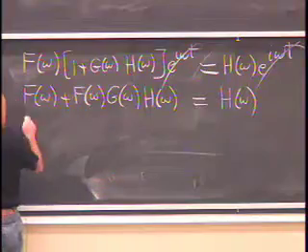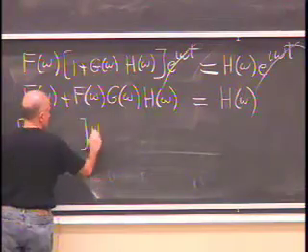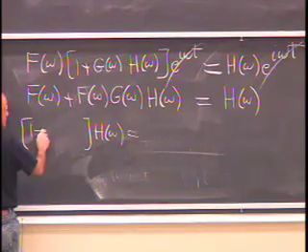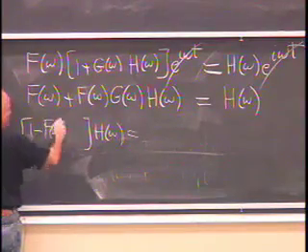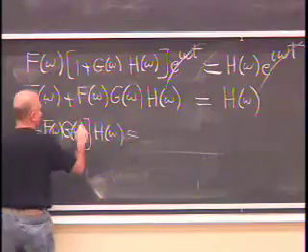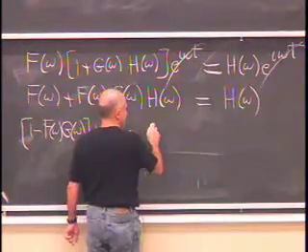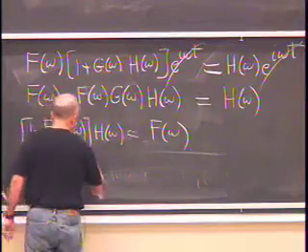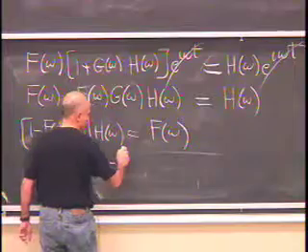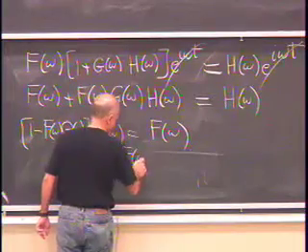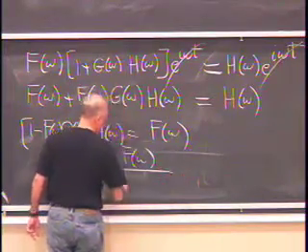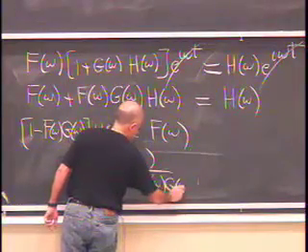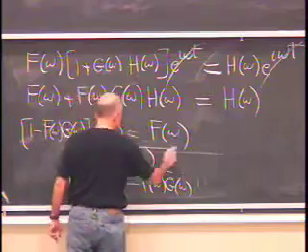And when you do that, what do you get? Something times H of omega. What is that something? 1 minus F G. And on the right-hand side, you have F of omega. So H of omega is F over 1 minus FG. Does everybody agree with this?